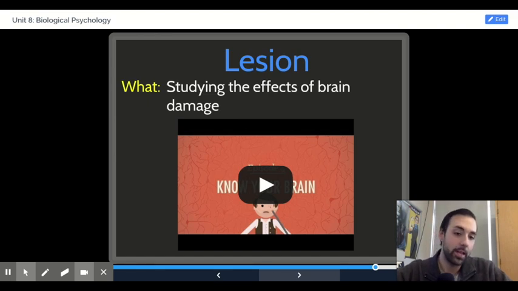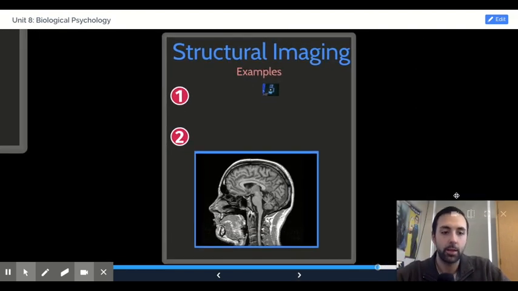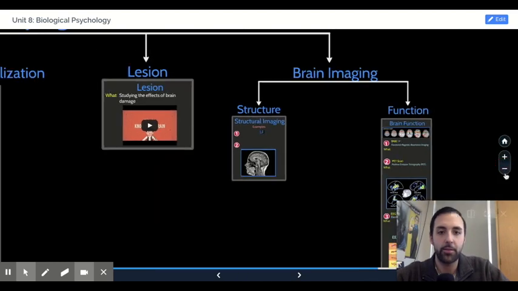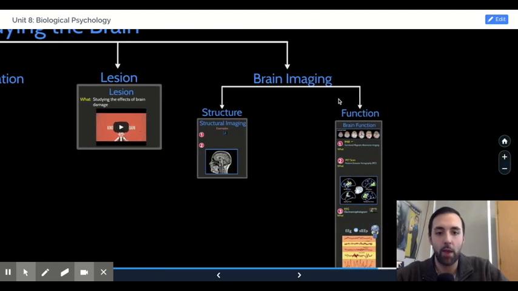And as a result of this damage, we can then make determinations about what functionality has been lost as a result of that damage. So this term would likely just come up in a multiple choice context, as opposed to it being what is a lesion as a direct question. The last part of today is to talk about the different manners in which we conduct brain imaging.